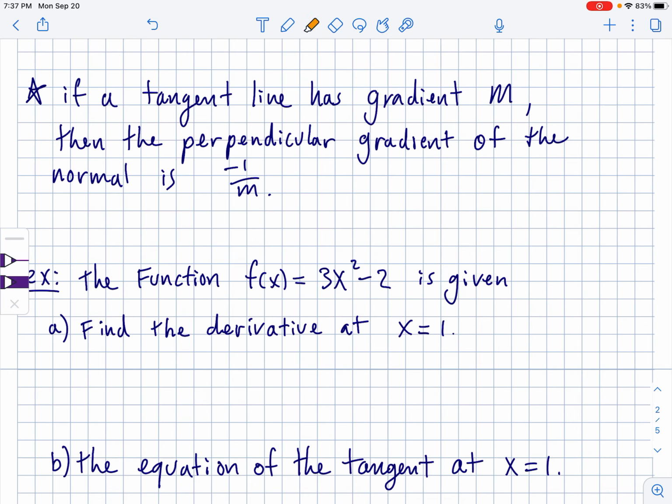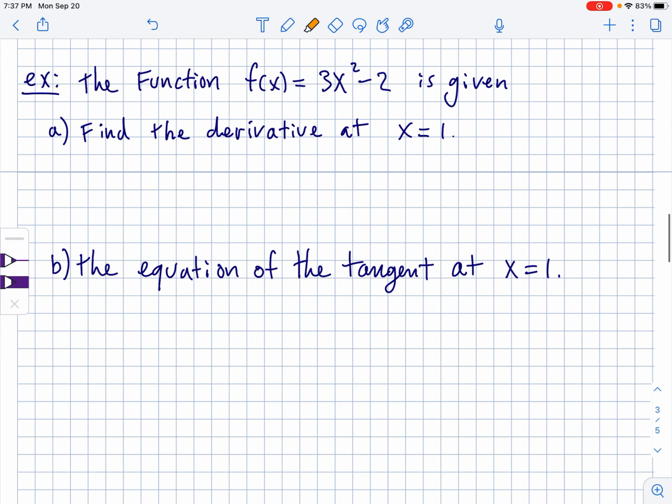Just a reminder from past courses, if a tangent line has gradient m, so slope m, the perpendicular slope of the normal is going to be negative 1 over m. So turn it upside down, make it the opposite sign.